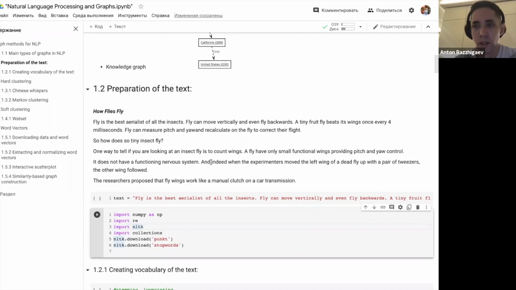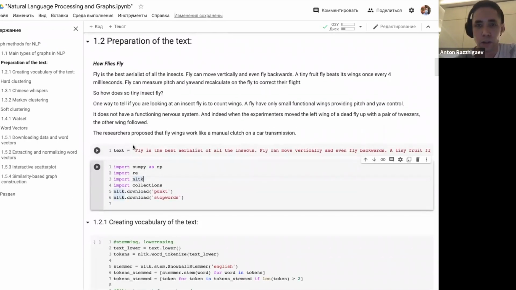Well, let's start from the text. We will process and analyze the graph structure of this small but very interesting text. This text is about how flies fly. Flies are insects, and this text is about biomechanics and some properties of their flight and aerodynamics. This text is very short, but it's interesting because the word fly has two meanings.